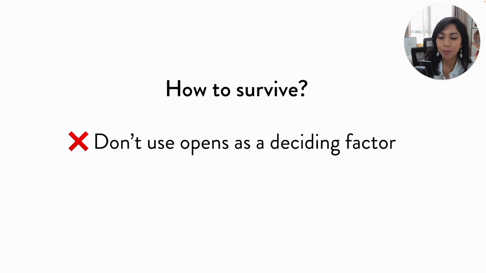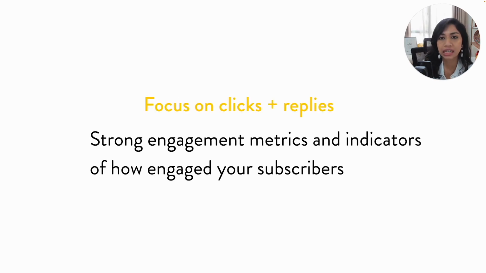So how do you survive? Basically, don't use opens as a deciding factor. Focus on clicks and replies. These are very strong metrics and indicators of how engaged your subscribers are. When you have clicks and replies, it also shows other things: that there is a match between the content that you are sending and what is top of mind for them. It also shows whether the topic is important to them, and whether you have the right audience on your email list as well.